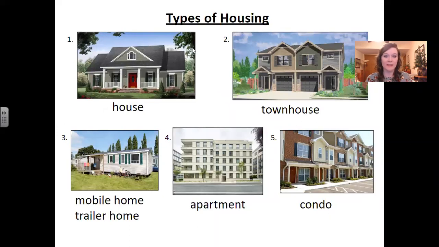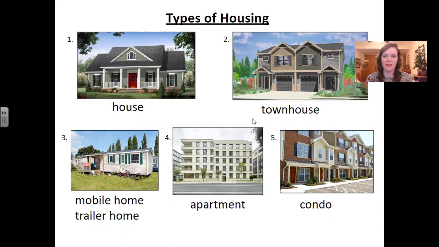The first thing we're going to talk about are different types of housing, different kinds of homes. So let's go ahead and read these together. These pictures show that not all houses are the same. There are different kinds of homes that we have in the United States. Number one, house. This is a normal house, just a regular family home, usually for one family.